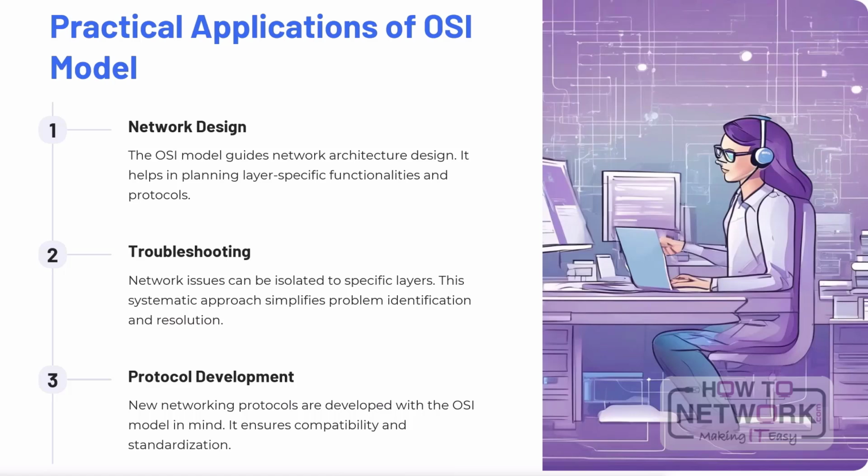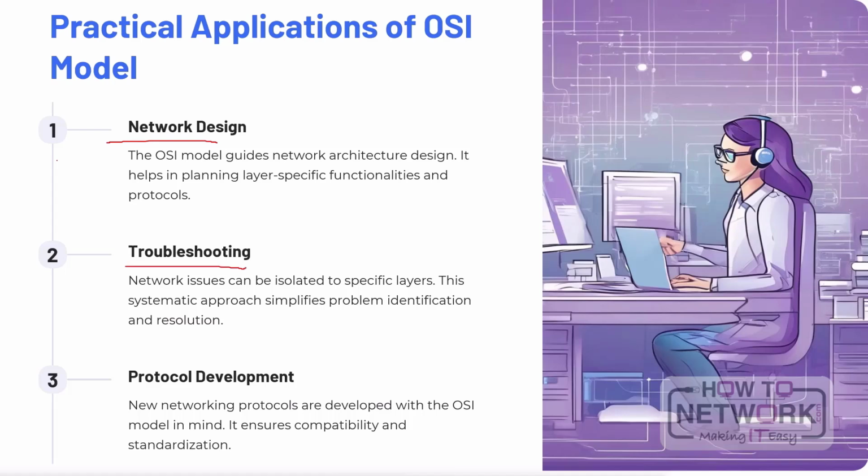Now let's look at the practical applications of the OSI model. First is network design. Network designers leverage the OSI model to create robust and scalable network architectures. By understanding the specific functions and protocols at each layer, they can plan for efficient communication, data flow, and resource allocation. For example, when designing a network for a large organization, the OSI model helps in determining the appropriate physical media, addressing schemes, routing protocols, and security measures for each layer, ensuring seamless and reliable data exchange across the network.